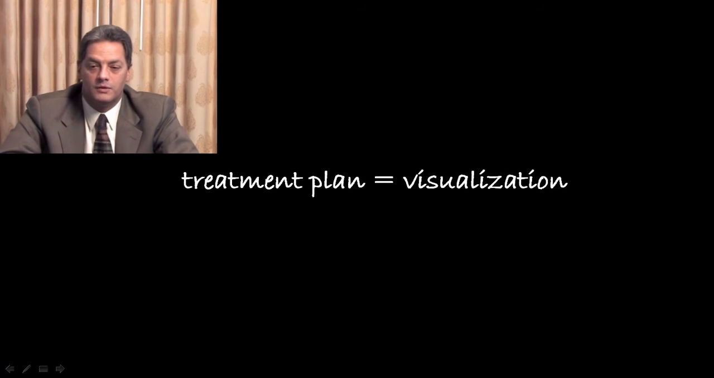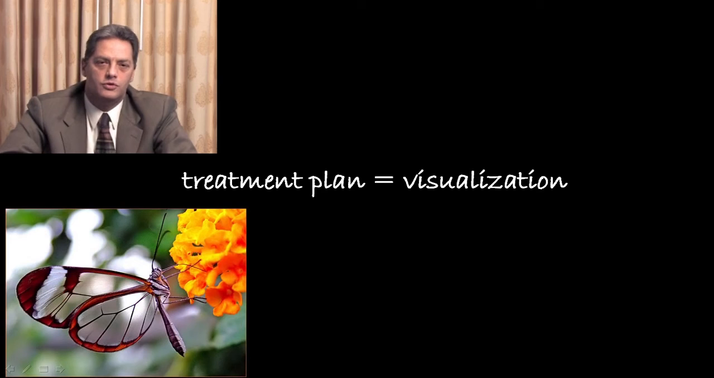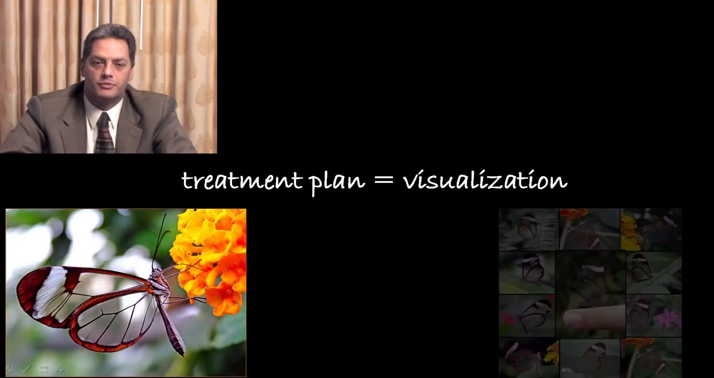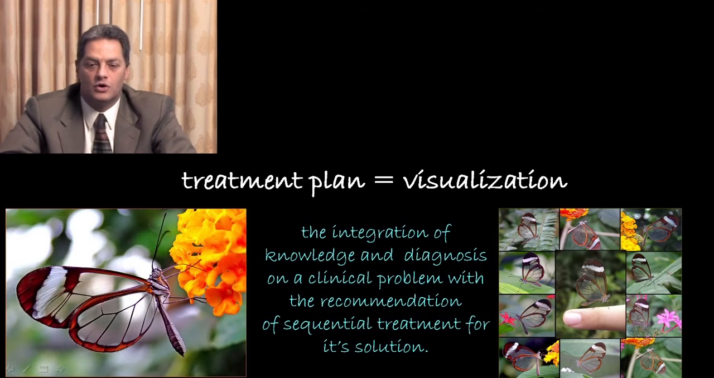So for treatment planning, we must visualize what the final restoration will look like from the very onset. And as we're gathering our diagnostic information, what we need to do is actually look at every case individually and look at this from every possible angle. The idea is for us to actually integrate knowledge and the diagnosis on a clinical problem with a proper recommendation of sequential treatment for its solution.